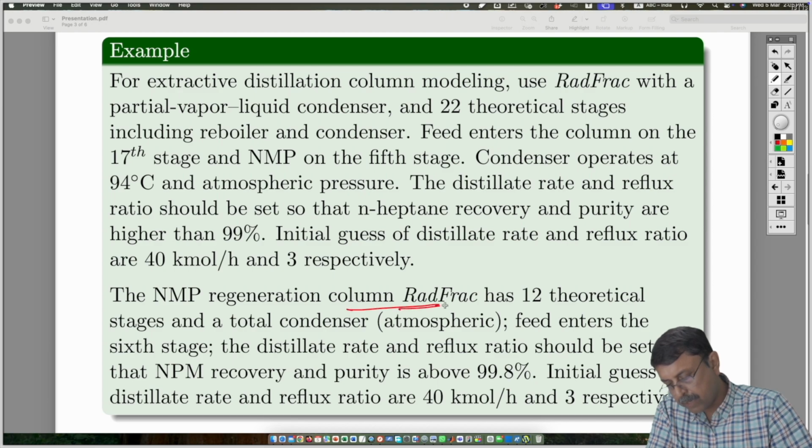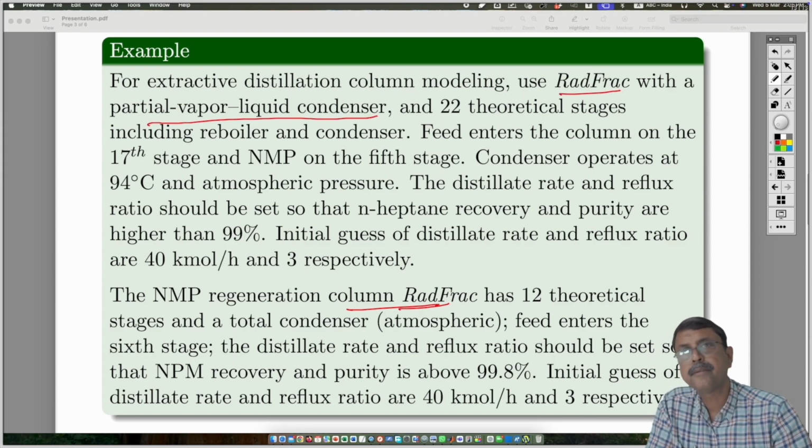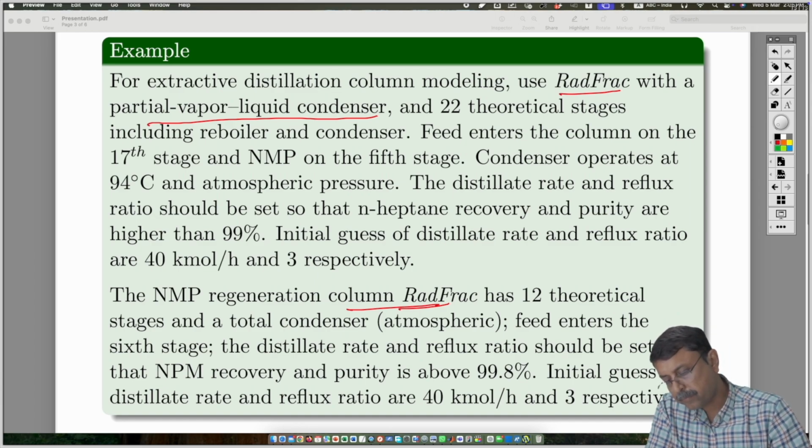Actually, there are two columns. The first column is the extractive distillation column, which is a RadFrac column with a partial vapor-liquid condenser. Some vapor will also be there in the condenser, and a liquid outlet will also be there. It has 22 theoretical stages, including reboiler and condenser. Feed enters the column on the 17th stage, NMP on the 5th stage.